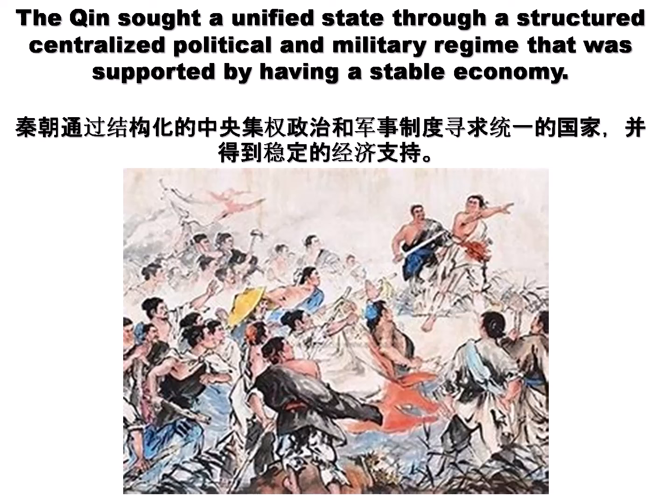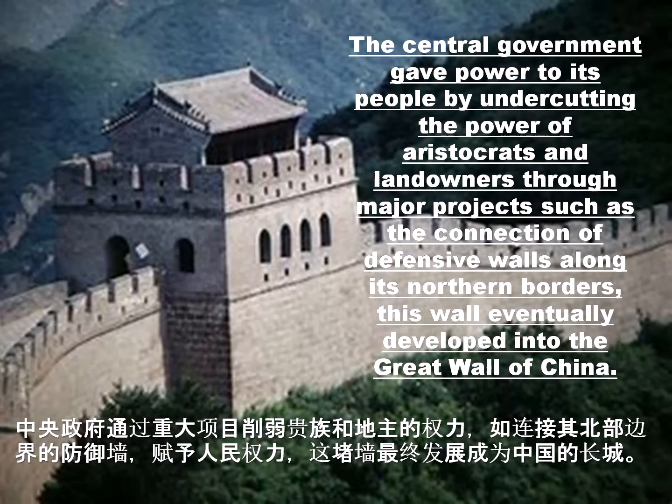The Qin sought a unified state through a structured, centralized political and military regime that was supported by having a stable economy. The central government gave power to its people by undercutting the power of aristocrats and landowners through major projects such as the connection of defensive walls along its northern borders. This wall eventually developed into the Great Wall of China.